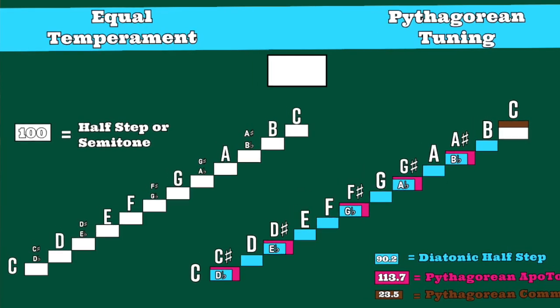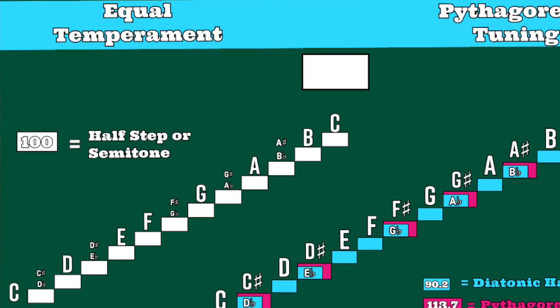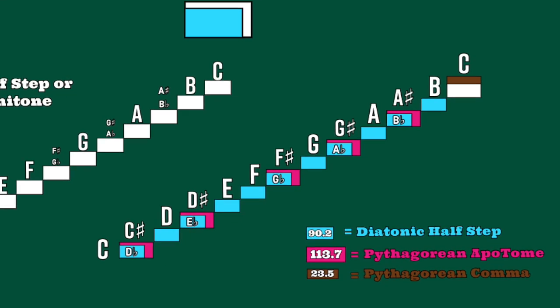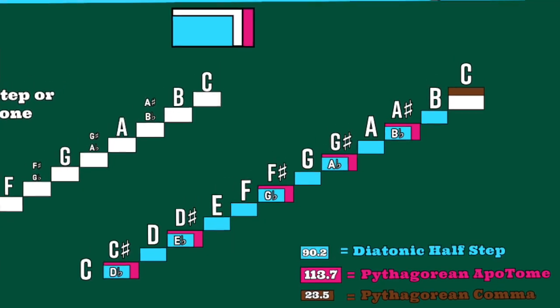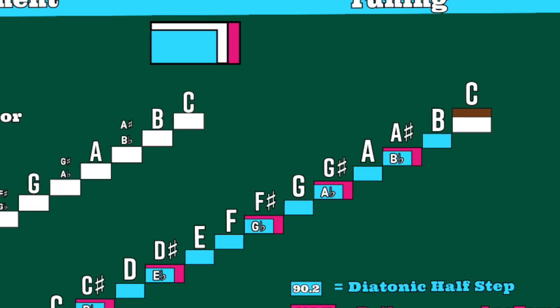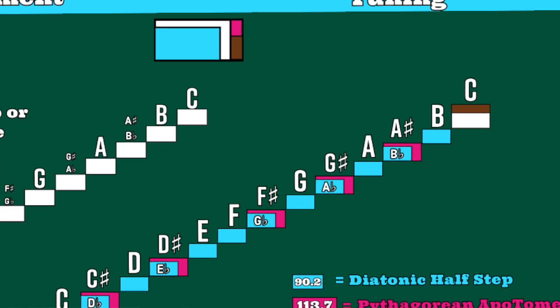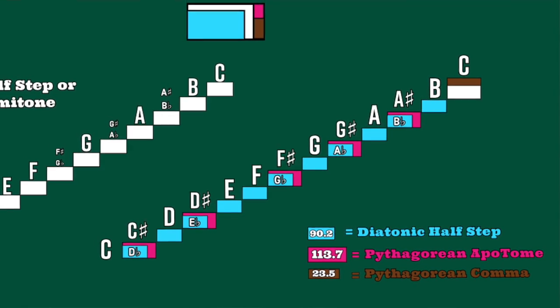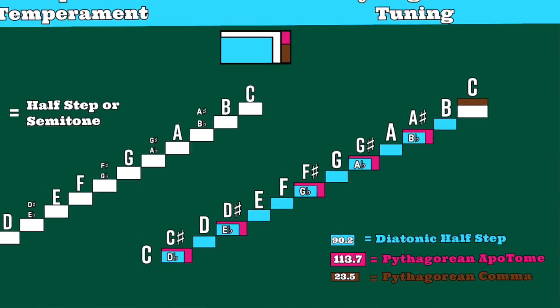An equal temperament half-step is equal to 100 cents, the diatonic half-step is equal to 90 cents, the Pythagorean apotome is approximately 113 cents, and the Pythagorean comma results when the 12th interval in the scale that should equal a tonic actually overshoots it, representing a 23-cent discrepancy, or when enharmonics don't quite line up. More on this later.